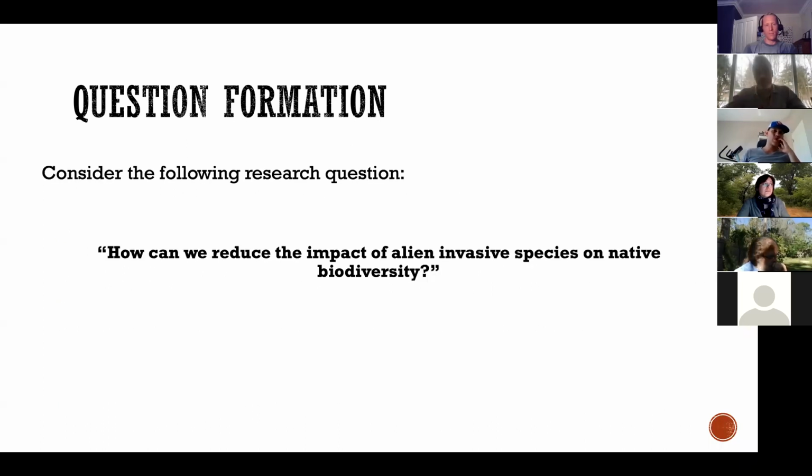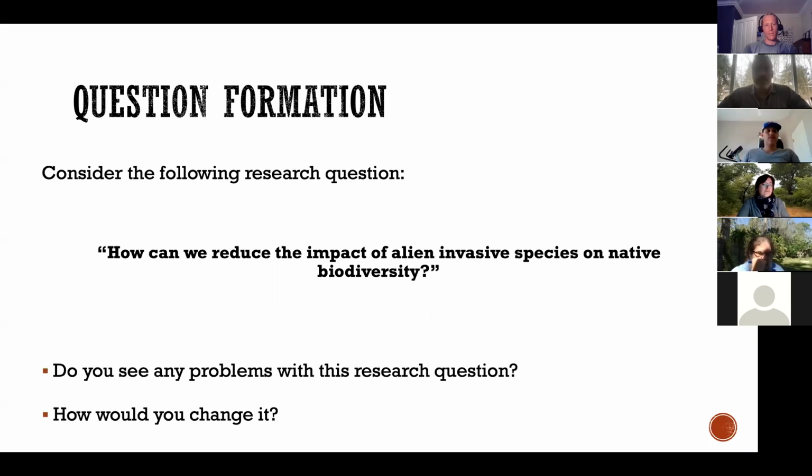So here's a question. How can we reduce the impact of alien invasive species on native biodiversity? Let me ask you guys, do you see any problems with this question? Does anybody see anything that's not quite right? It's too broad. Yeah, so it's too broad. But this is not unreasonable for what a traditional review might be titled. But it is too broad. You can't really design an experimental design around it. So how would it be changed?